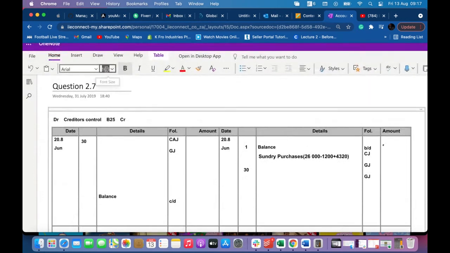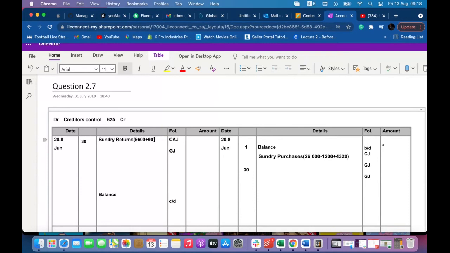Here we write, what is it? Purchases returns or sundry returns. In your textbook they wrote sundry returns, so let's be consistent with that. Sundry returns. And what's the total there that we currently have? We have 5600, and then we're adding 90. I don't know if we'll have another one, so let's just leave it like that for now.